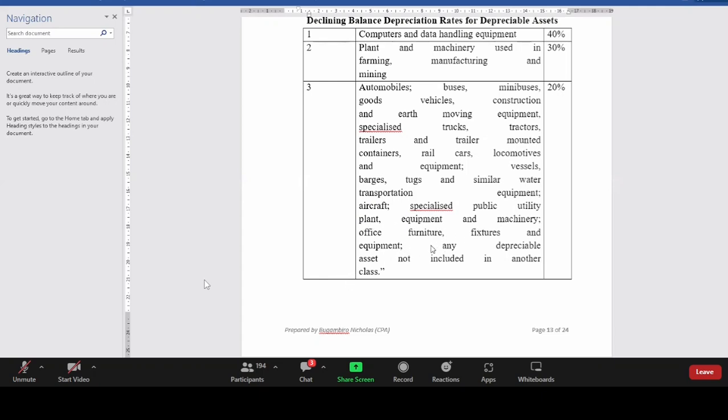office furniture, fixtures and fittings. You see where fixtures and fittings is. Before it was in class 4. And equipment, any depreciable asset not included in any other class, which is not plant and machinery used in farming, manufacturing and mining, and is not computers and data handling. So it implies any machinery, any item, any equipment, provided it is not included in class 1 or class 2, and it is not a minor capital equipment, and it is not an industrial building. Industrial building is done separately, it is included in class 3. I hope you are covered.